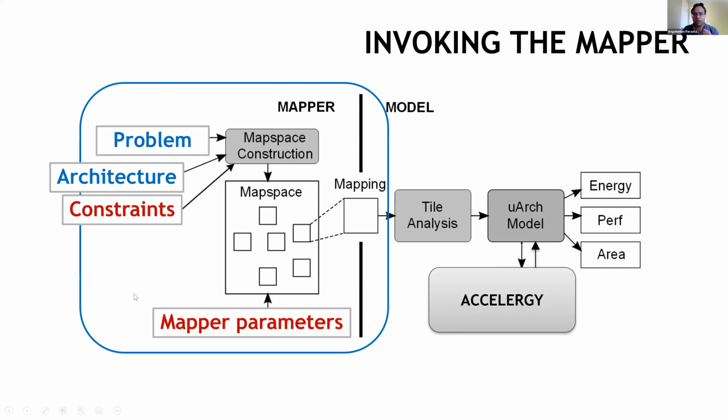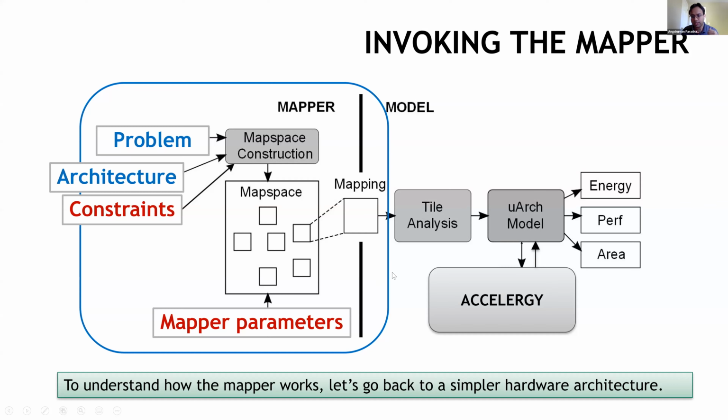To invoke the mapper, you still need to give it a problem, just like the model, and an architecture, just like the model. But instead of giving it a mapping, you give it these two things: a set of constraints and a set of parameters that are specific to the mapper. We'll talk about these as we move forward. Once you describe these to the mapper, it becomes the mapper's job to construct a map space, extract mappings out of it, and then fire the model on mappings that it wants the model to evaluate, instead of us wanting the model to evaluate.